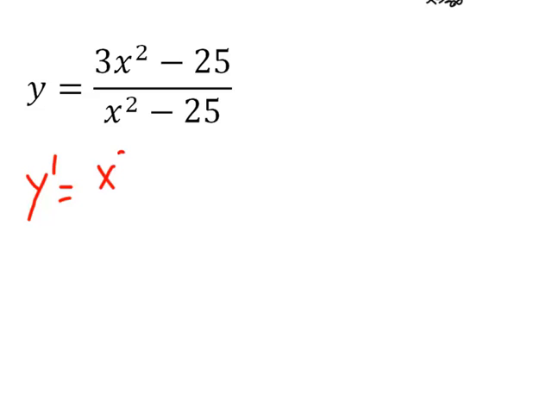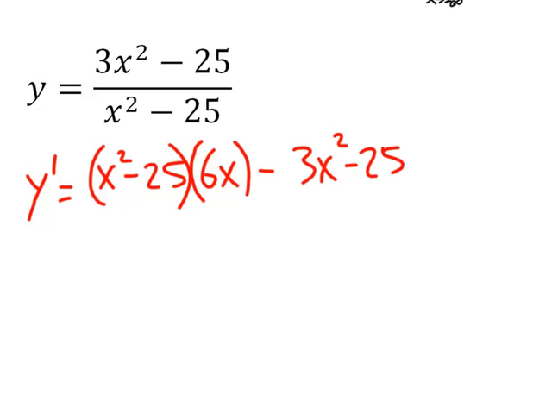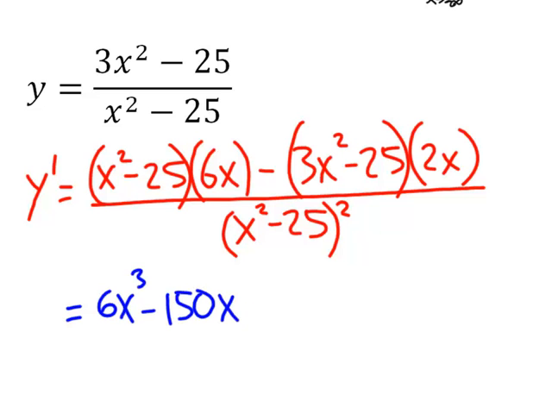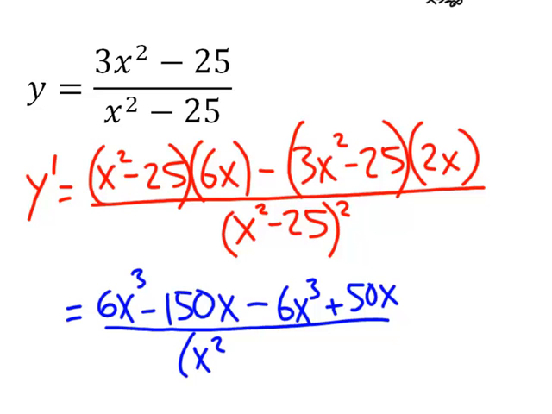Y prime equals bottom times derivative of top minus top times derivative of the bottom, all over bottom squared, right? We distribute out the numerator, and we're going to get 6x cubed minus 150x, and distribute that negative, and get minus 6x cubed plus 50x, all over that denominator.